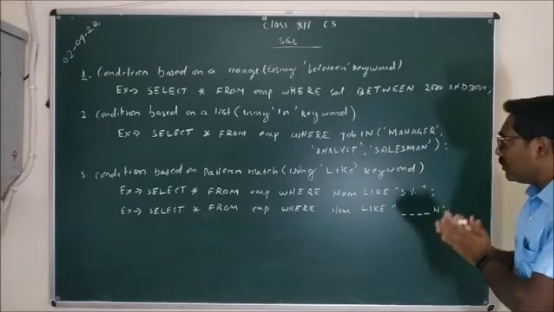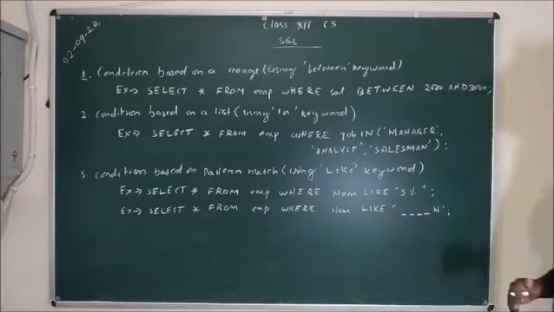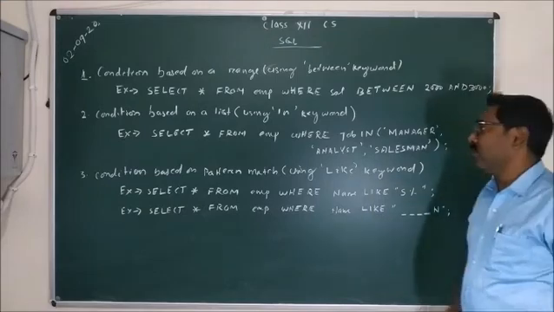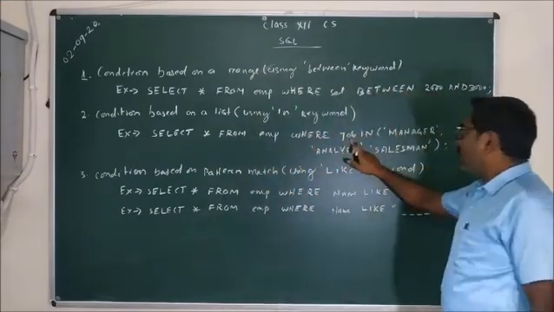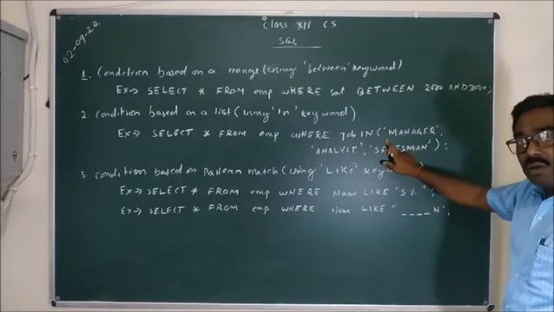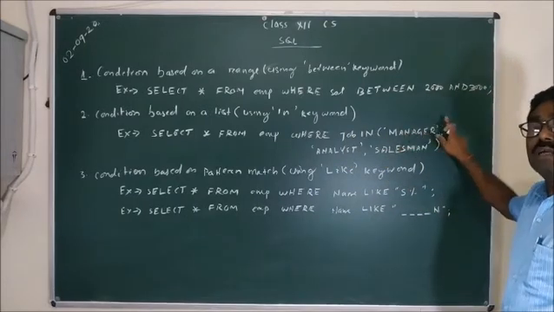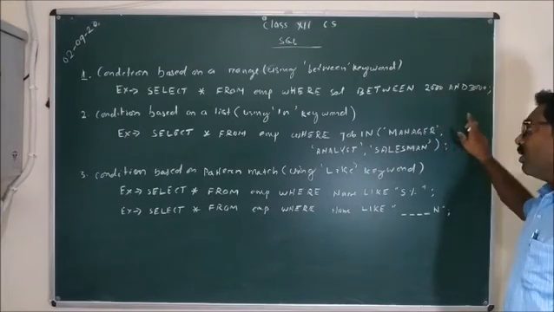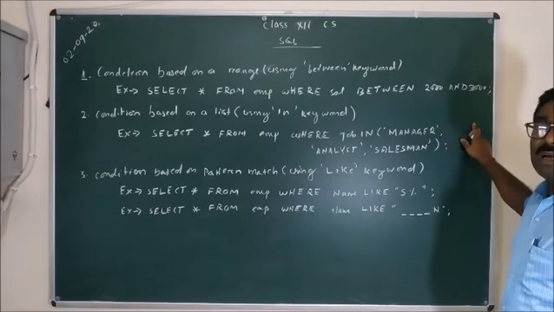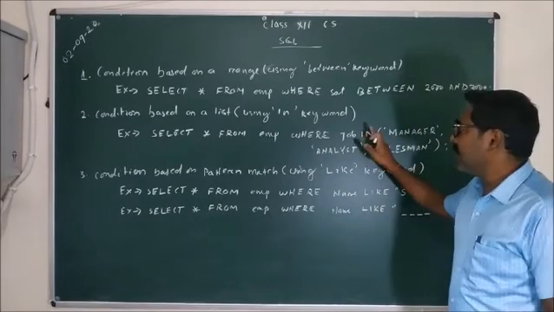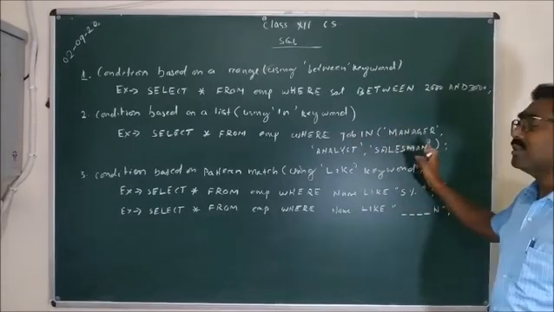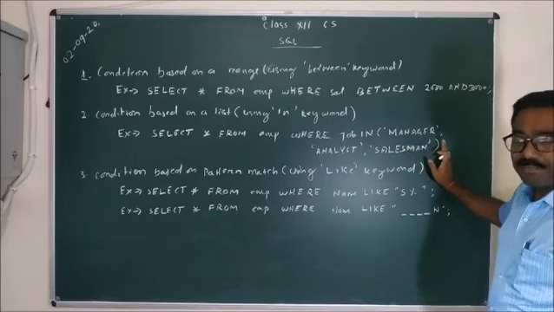If you want to write the same command using the OR operator, then you have to write: select asterisk from EMP where job equal to manager or job equal to salesman or job equal to analyst. Instead of writing that, you can directly write where job in manager, analyst and salesman.